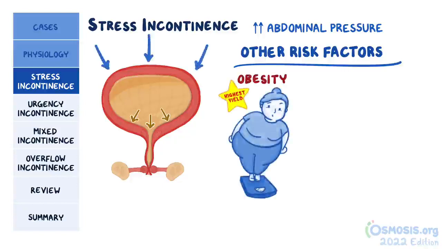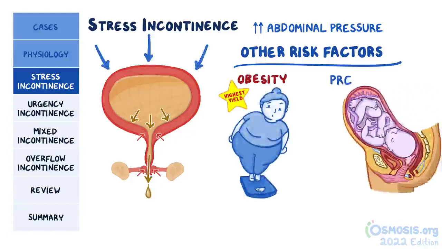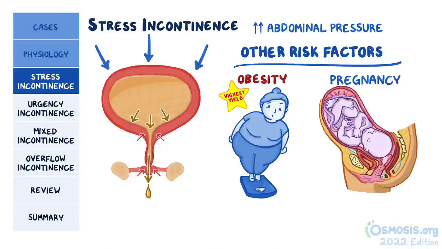Okay, now another risk factor for stress incontinence can be obesity, because it increases the abdominal pressure and therefore pressure in the bladder can sometimes be higher than the pressure of the sphincter. Similarly, pregnancy can also cause stress incontinence since the uterus rests above the bladder.